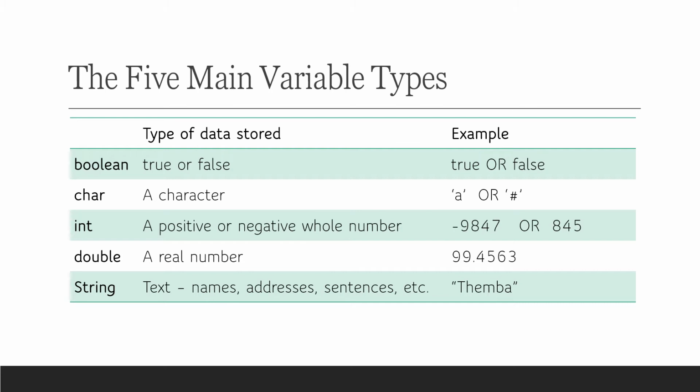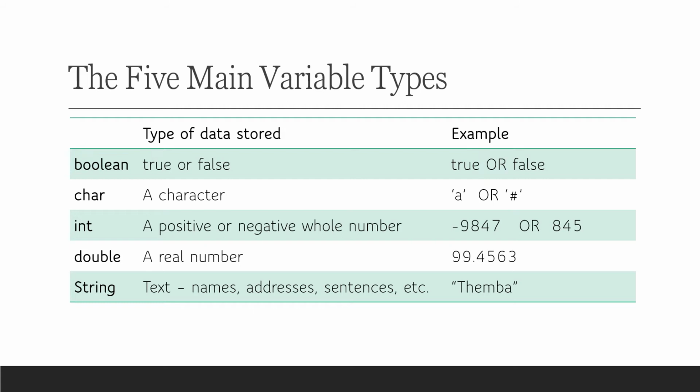Then you get an int, which is a positive or negative whole number. So a whole number, remember from maths, is a number without anything behind the comma or the decimal point. Examples are -9847 or 845. Then you can get a double, which is where you store a real number. Here's an example, 99.4563.